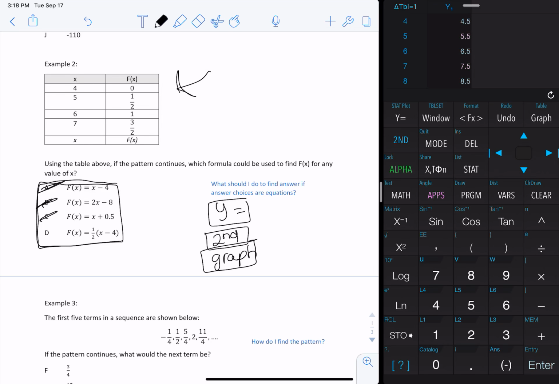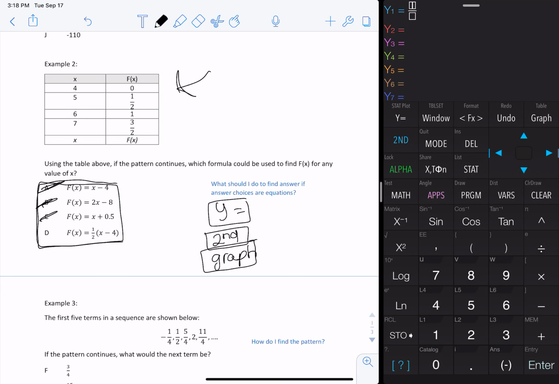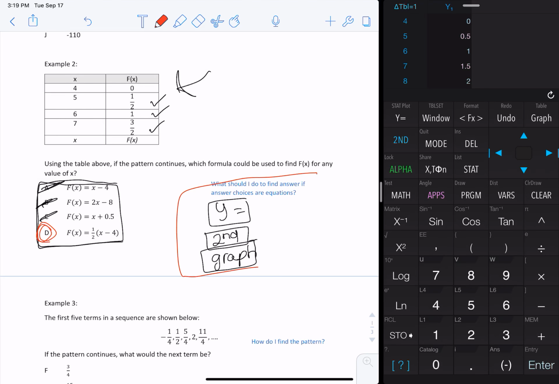All right, the last answer choice says, clear what's there, 1/2. So alpha y equals, enter. We have a 1 over 2, and then parentheses, x minus 4. Go to the table. We have 4, 0. Now this is 5.5. That's the same as 1/2. 6 is 1. 7 is 1.5. That's 3/2. That works. So that is your answer. D is the answer. So every time you see equations in your answer choices, you need to use the y equals in your calculator and just compare your tables, okay?